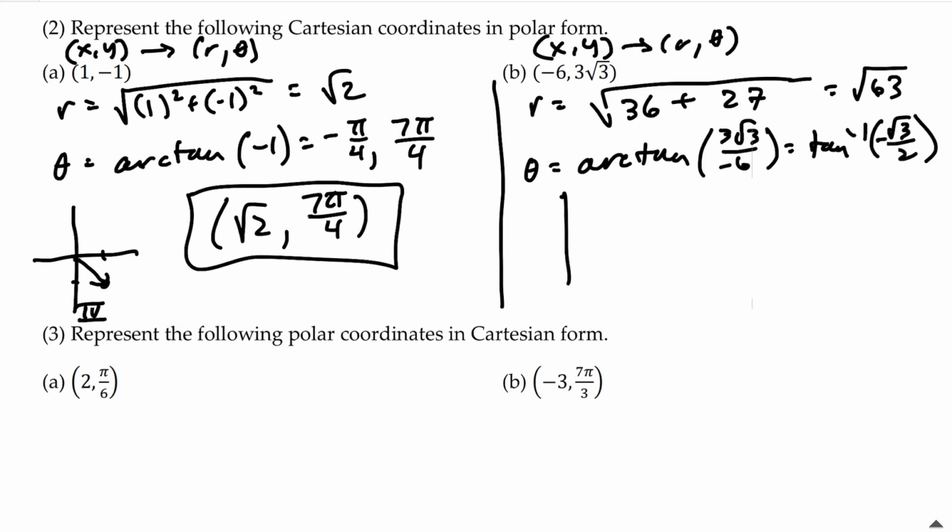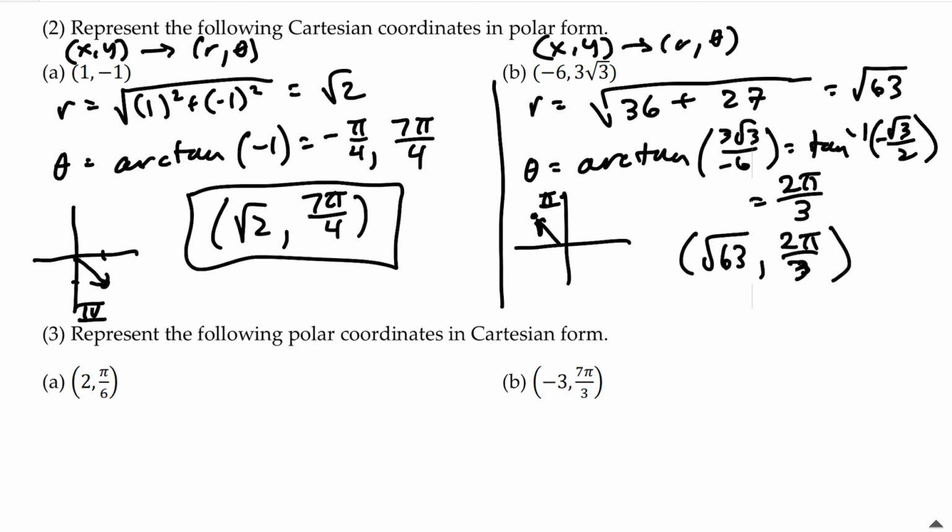Similarly, if we graph -6, 3 radical 3, that's going to be in the second quadrant. So we need an angle measure that will land us in the second quadrant. So then for arctangent, it's going to be a 60-degree reference angle. So it's going to be 2 pi over 3. And I guess you could do a negative angle measure, but I think we'll stick with the positive angle measure. So radical 63, comma 2 pi over 3.